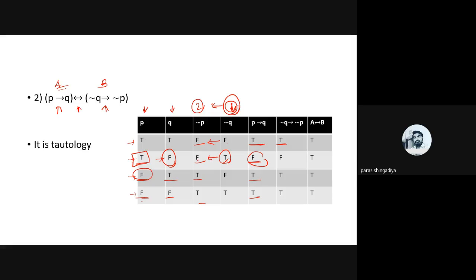So T with F. Okay, T to F will become false. Okay, and then the third one, F to T. F means the negation Q output, and the negation P output is T, so F to T case will become T. Okay, and the last one, both are T there, so the output will be T. Okay, so this is the output of negation Q conditional negation P.